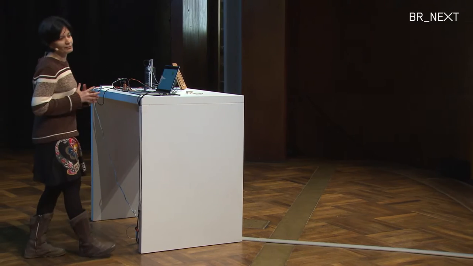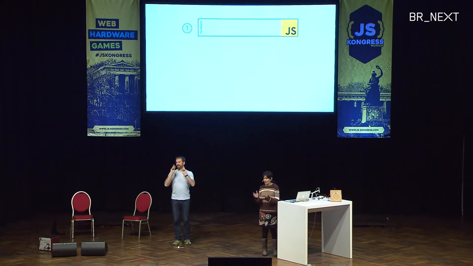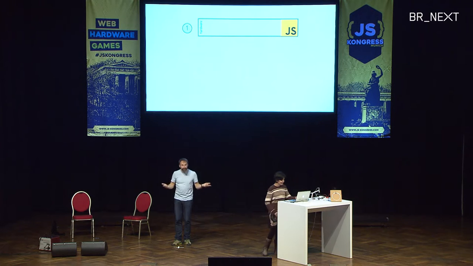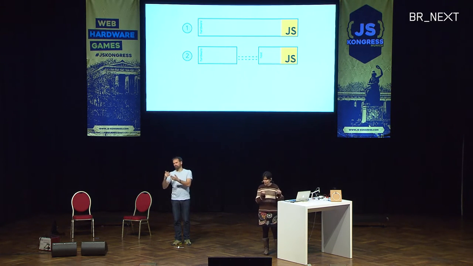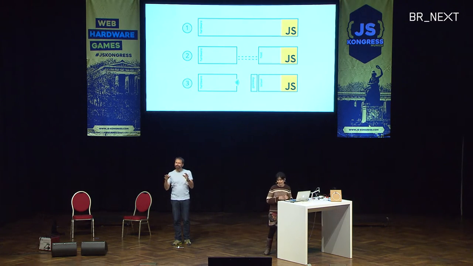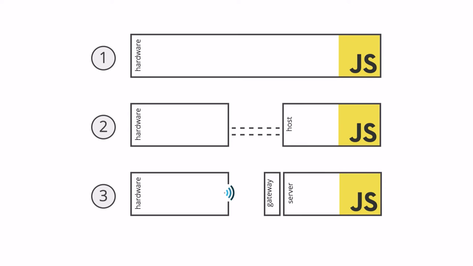Let's talk about the first model. The first model is basically JavaScript running on the hardware. The second model is JavaScript running on a host machine, for example, your laptop right here, and it is tightly coupled or tethered to the hardware. And the third model is JavaScript running on the server, but it is communicating or talking to the hardware, which has wireless capabilities, through a gateway using the internet protocol. So these are the three major models of how JavaScript can interact with the world.